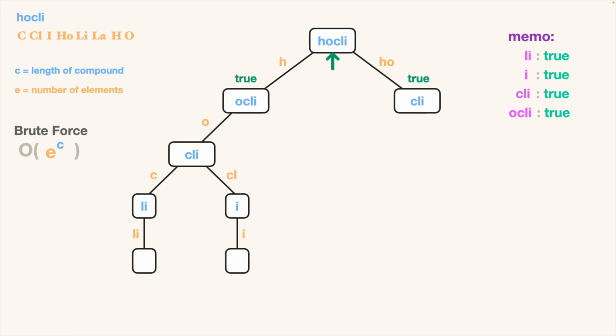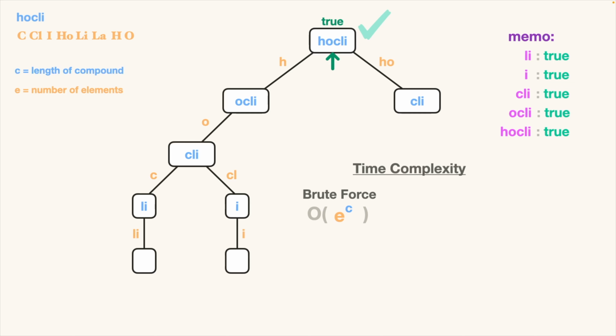At this point, I'm ready to evaluate at my top level root, HOCLI. Both of the children are true, so I can ultimately return true over here. And of course, you would also technically save that into your memo. The point is, notice how much time we were able to save, how many recursive calls we were able to save by using this memo. In terms of our time complexity, we're able to optimize things here.